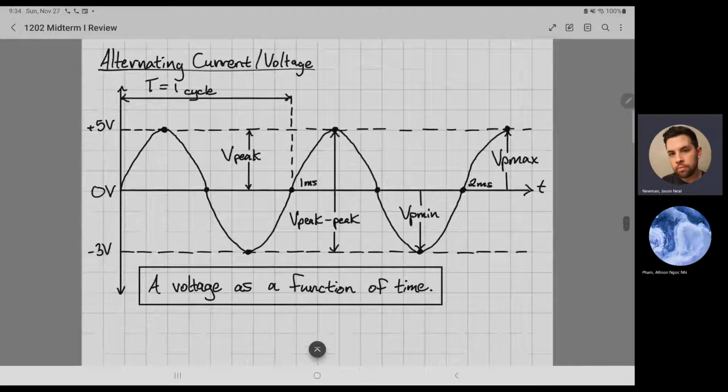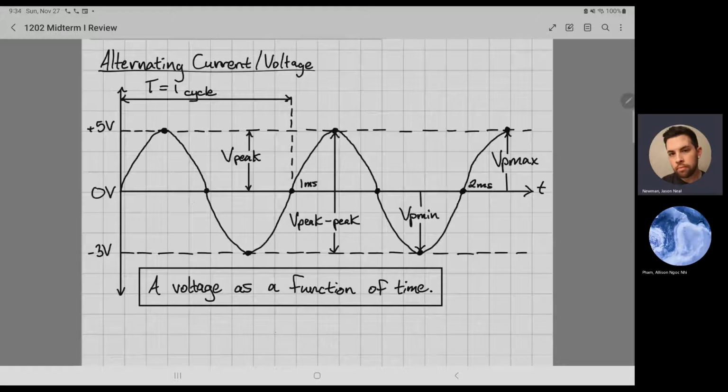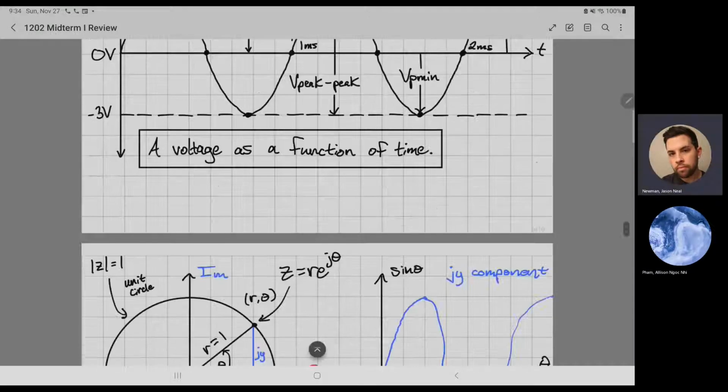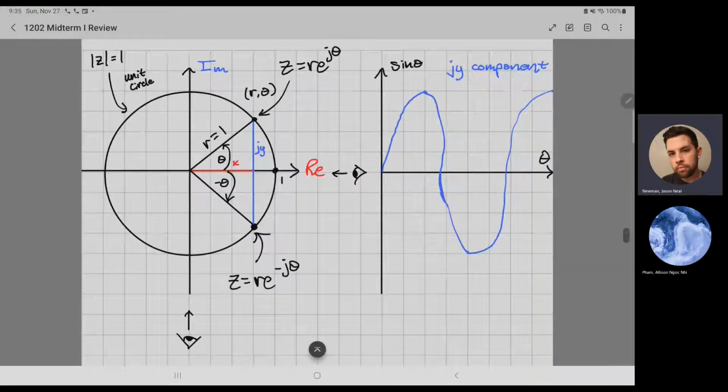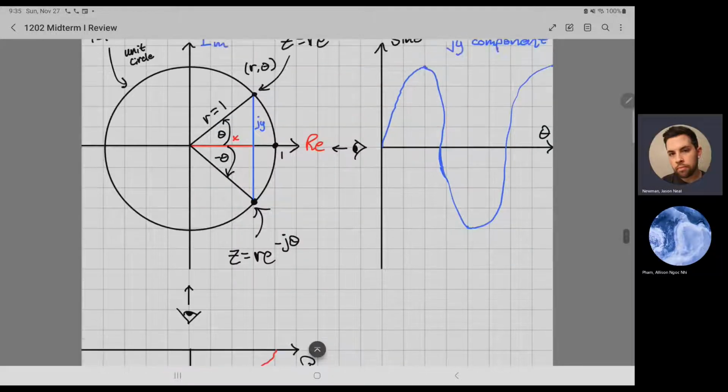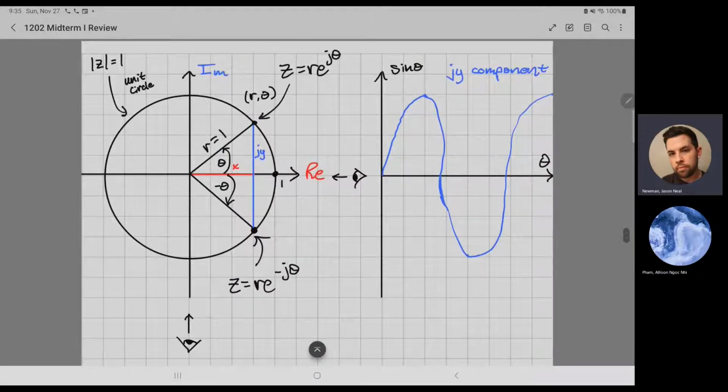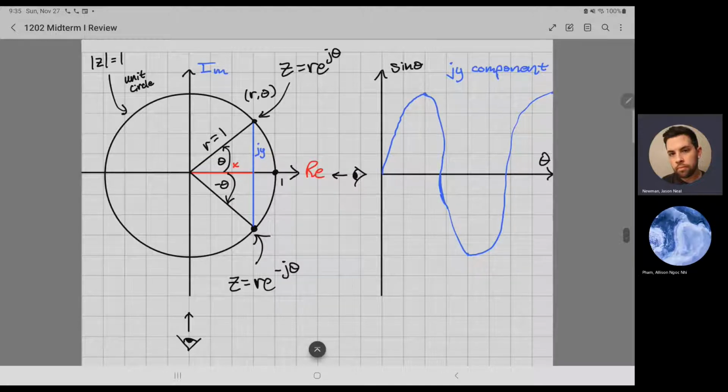Here's an AC waveform, and we went over that. I didn't really get to talk about this last time too much, and I don't really want to get too much into this right now, but I will mention a few brief things.